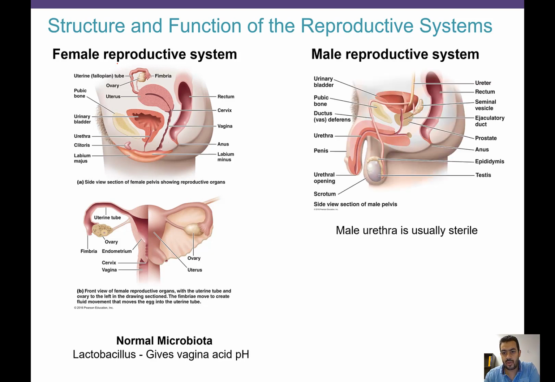Moving to the male reproductive system, here we don't have the problem of the anus being closer to the urethra. As you can see, the distance is much longer. And if we compare the microbiota in the urethra, the urethra is usually sterile in male. So comparing the female and male reproductive system, the female contains lactobacillus, the male is usually sterile in their urethra. The urethra is usually free from microbiota.